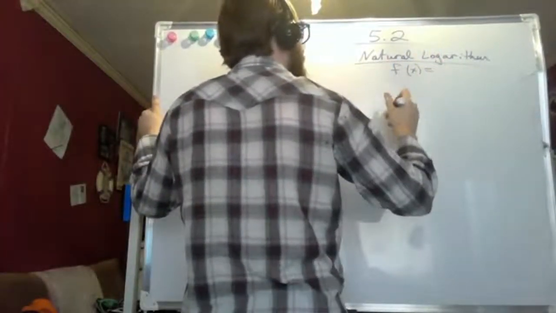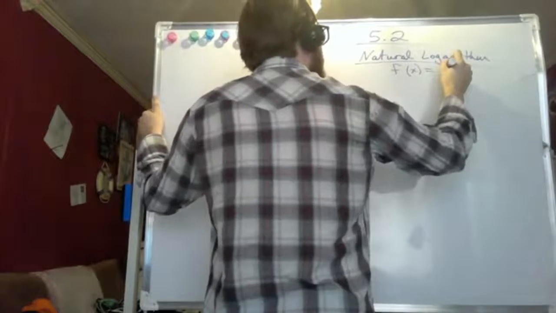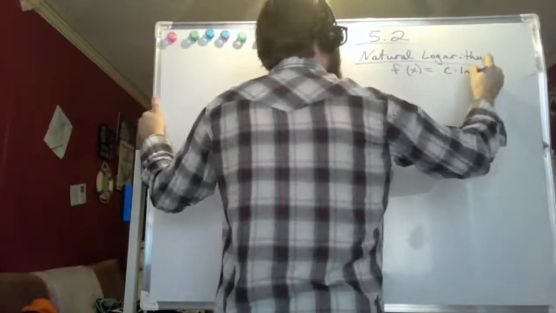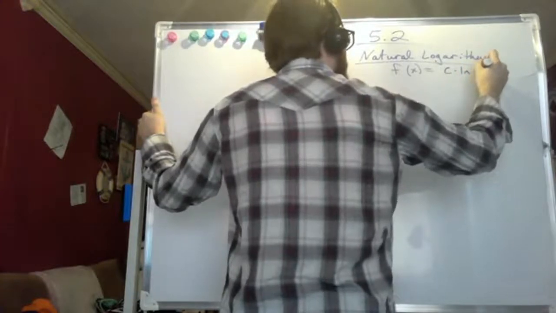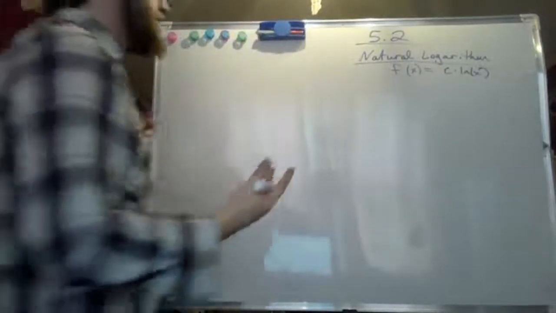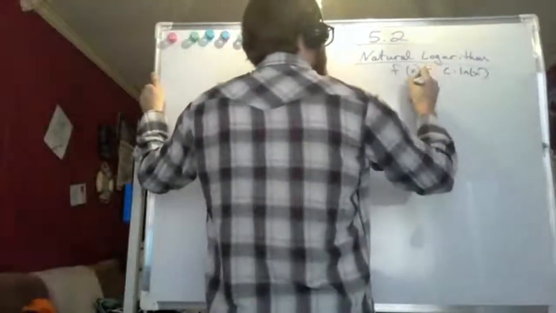So a natural logarithm is of the form f of x is equal to c times the natural log of x raised to some power r. Now this r in here, this is on the x, where c and r are just constants.